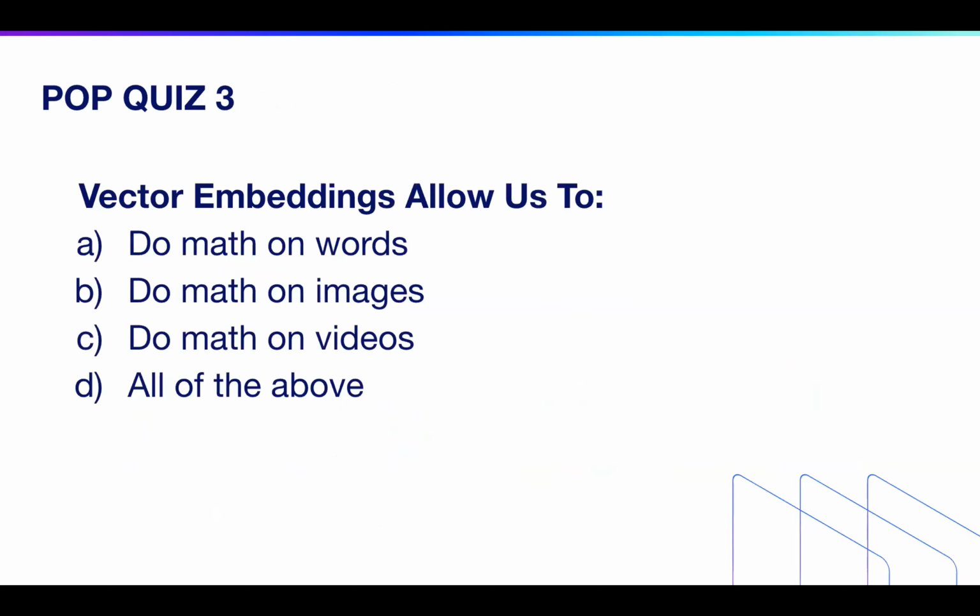Okay, vector embeddings allow us to A, do math on words, B, do math on images, C, do math on videos, or D, all of the above. Orange shirt, you're the first one I saw. Woohoo! You're gonna get a sock.